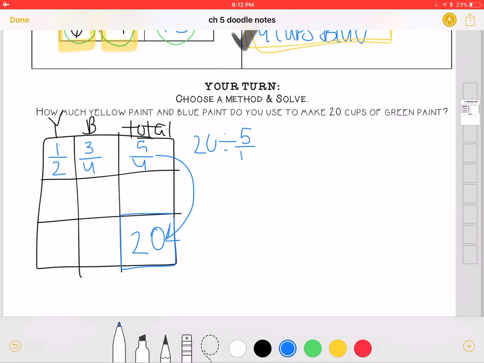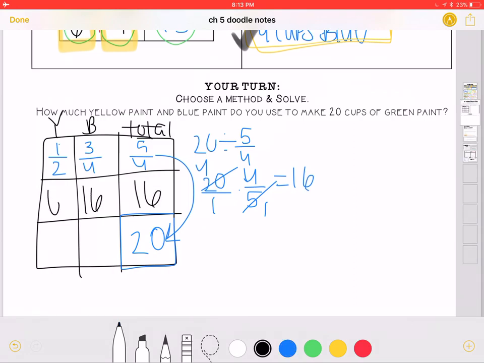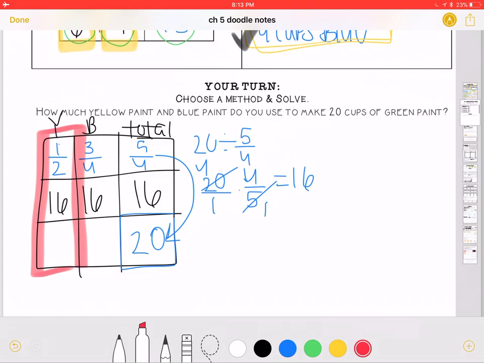We're going to flip it. So keep it, and I'll write it as a fraction. Change and flip. I'm going to cross simplify. And then I'm going to multiply just across. So 4 times 4 is 16. So that means my middle number is 16. So I'd fill everything in. And now we'll multiply going down. 1/2 times 16 gives me 8.